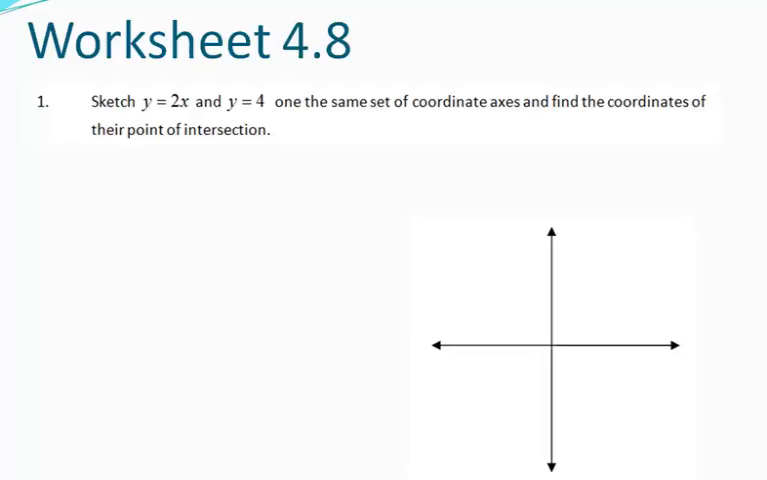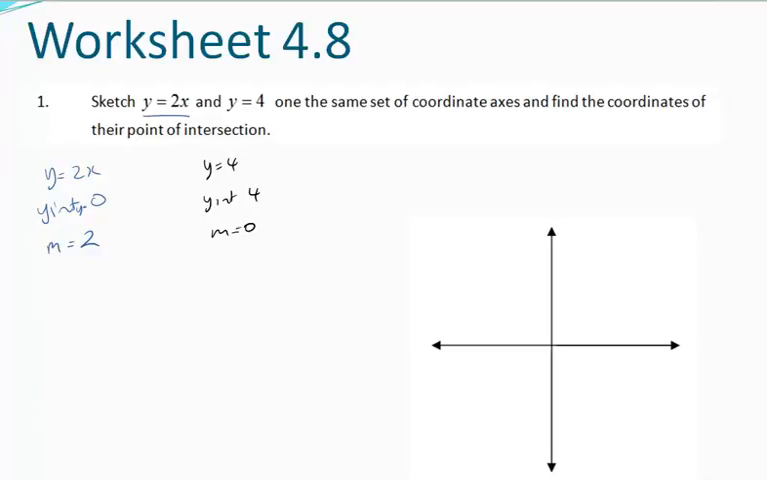Worksheet 4.8, we're solving simultaneous linear equations by drawing their graphs. If we look here, our first equation is y is equal to 2x. Here, our y-intercept is at 0 and our gradient, our m, is equal to 2. If we look at our second equation, y is equal to 4, we have no gradient, it is 0 here.